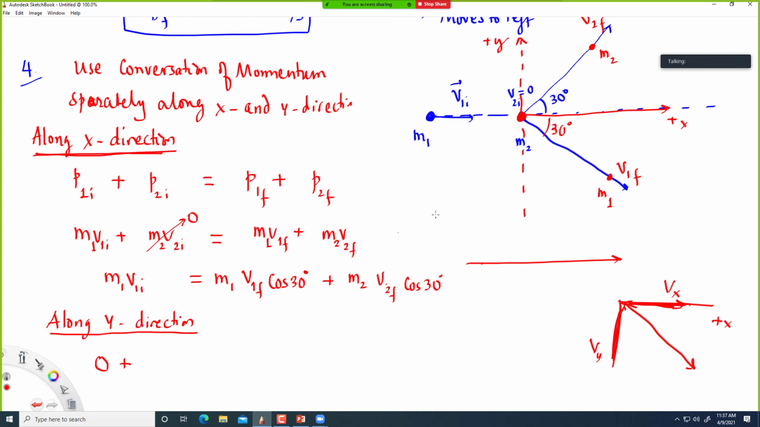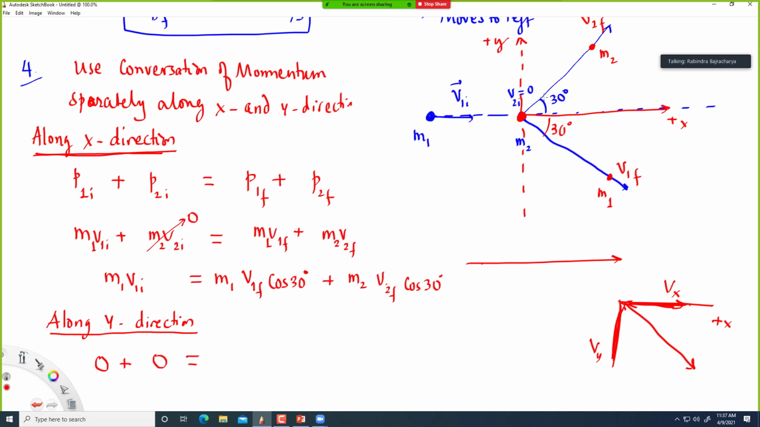How about this one? Is there any y component for this one? Is it moving up or down? No, right, before collision. Just like this one, it's not moving up or down. That's why it doesn't have any momentum along the y direction. So this one also is at rest, so no momentum along the y direction.